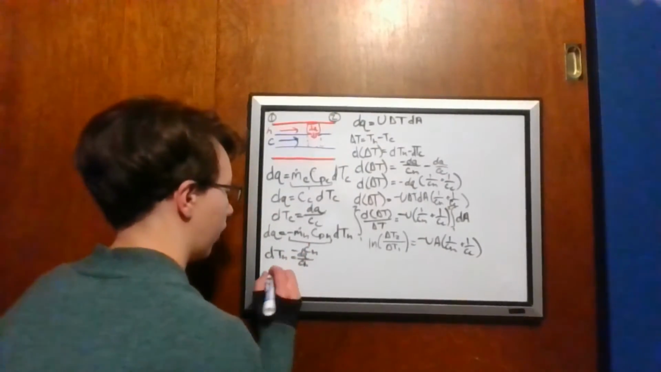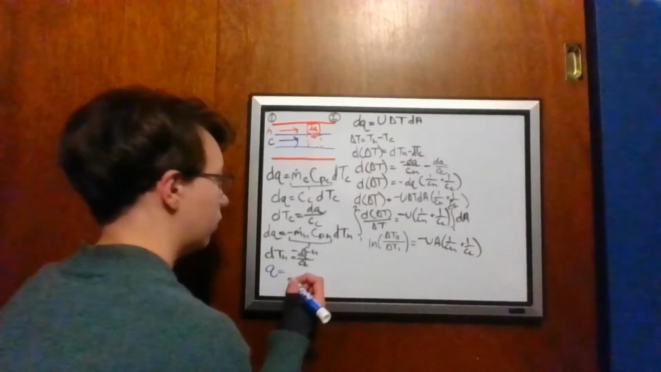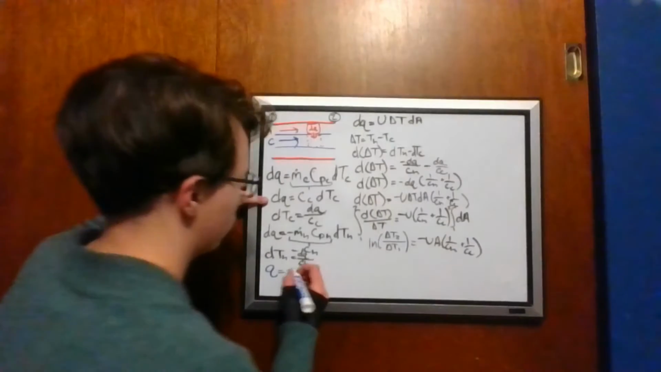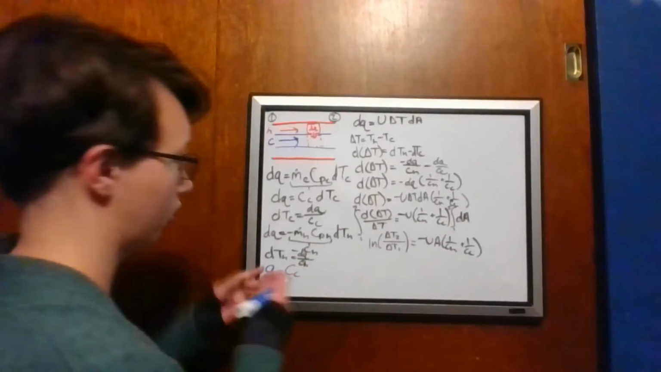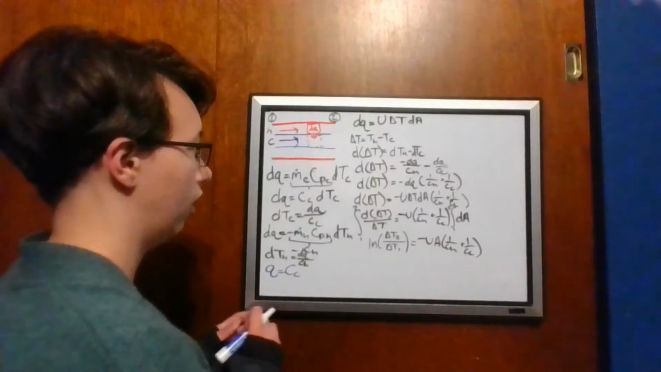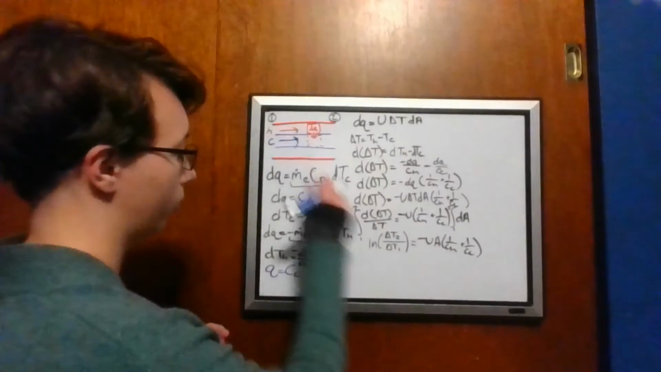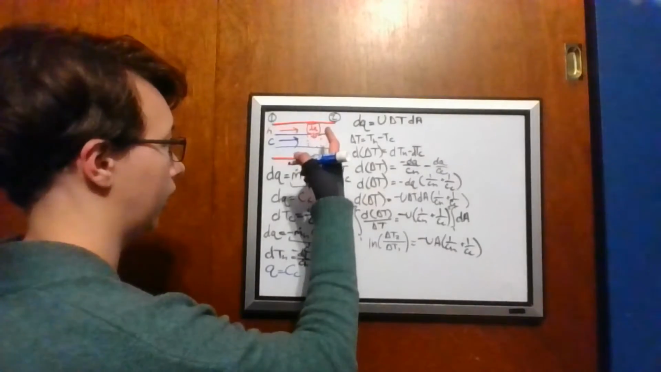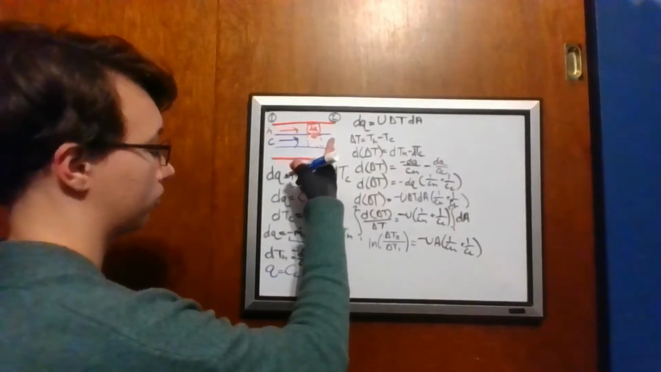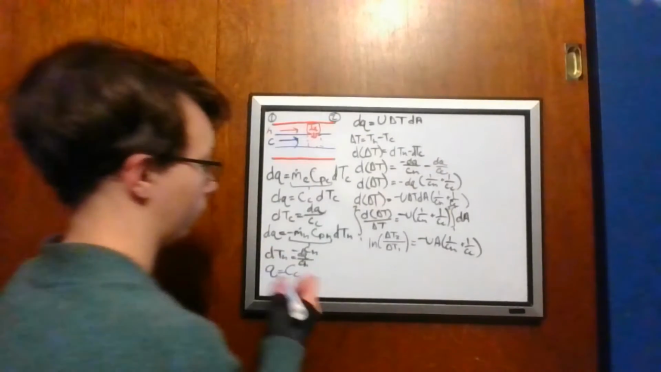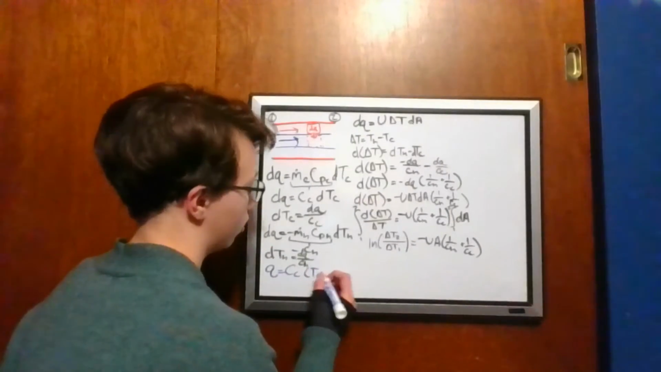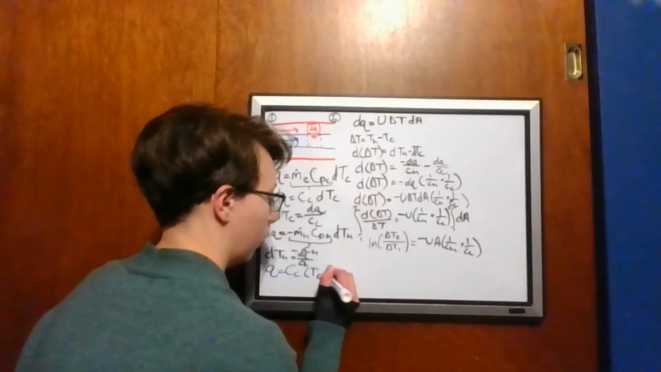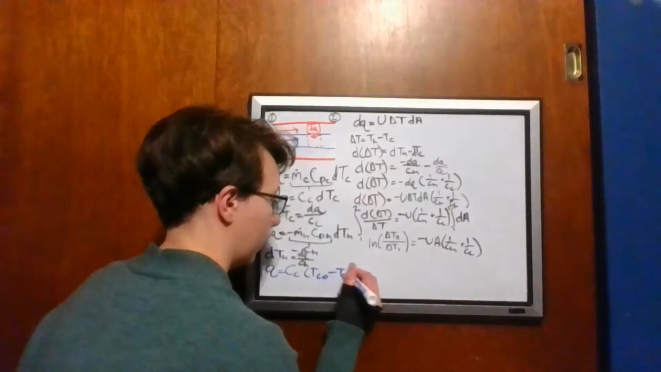So we know that our Q, for the cold stream, is going to be the heat capacity of the cold times the change in temperature of the cold, which is going to be the liquid coming out minus the liquid coming in. So that's temperature cold out minus temperature cold in.